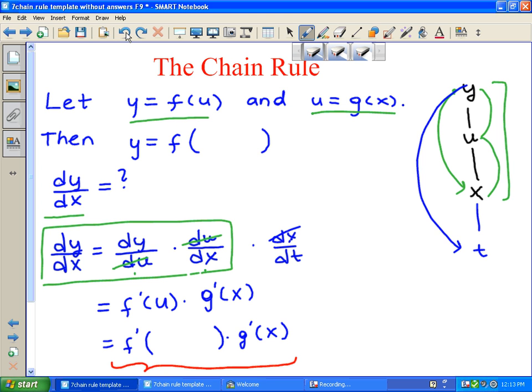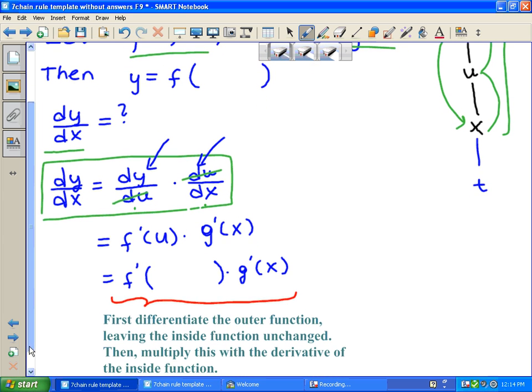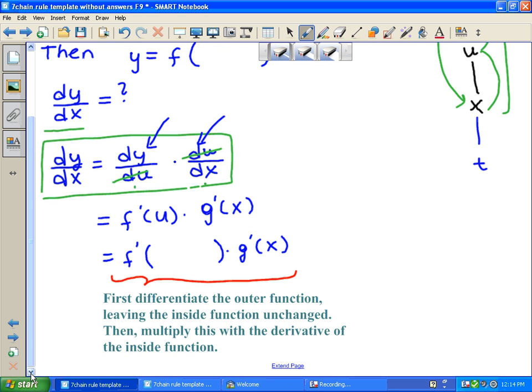But for the simpler scenario, we just have y, u, and x, and the derivative of y with respect to x will be found by first finding the derivative of y with respect to u, and multiplying that with the derivative of u with respect to x. Now, when we work with examples, this becomes a little bit cumbersome. We like to rewrite this in a different format. For example, dy/du is the same thing as f prime of u, because remember, y was a function of u.